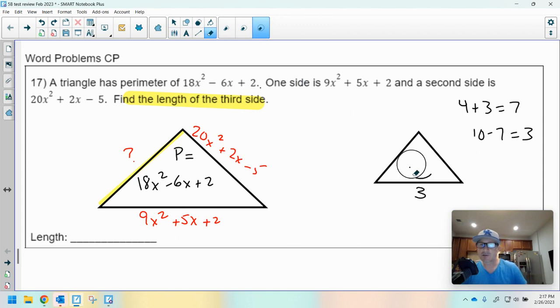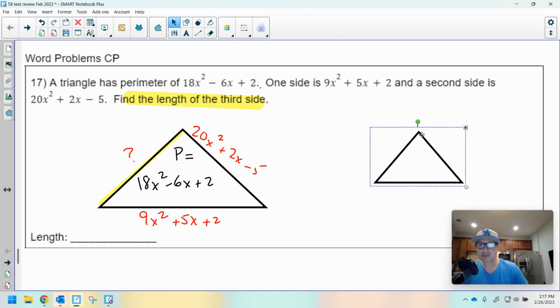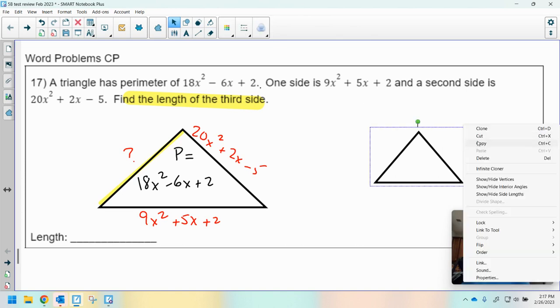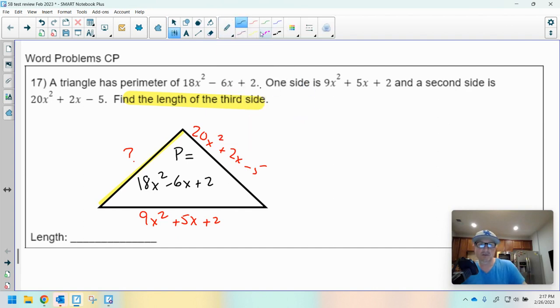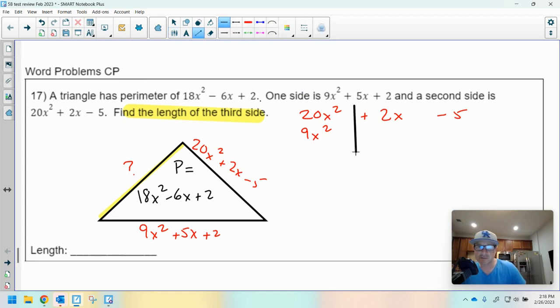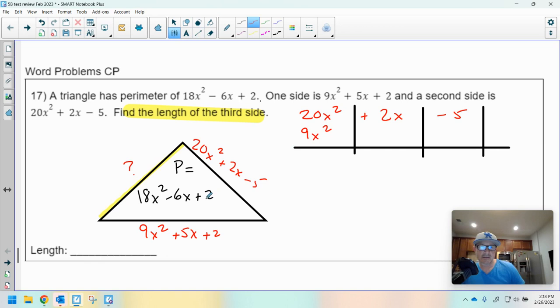All right. Same thing we're going to do on the other side, but slightly more complicated, but not too crazy because they give us x squareds and x's and all that fun math stuff. All right. So let's add the two sides that we know. The two sides that we know are 20x squared plus 2x minus 5. The other side that we know is 9x squared plus 5x plus 2. Remember, you want to put these in your columns. Keep the x squareds together, keep the x's together, keep the regular numbers together.